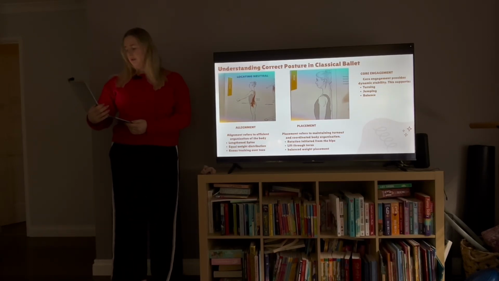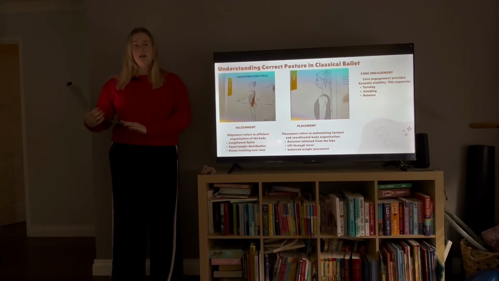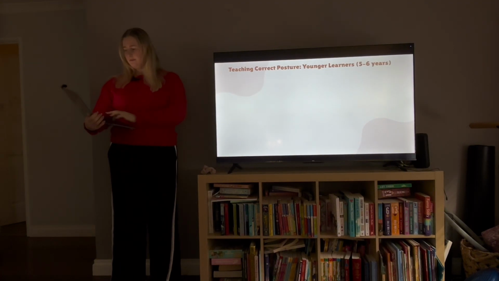Placement refers to maintaining turnout and coordination within the body's organization. Rotating is always initiated from the hips, lifting through the torso and balancing your weight placement. And core engagement provides dynamic stability, and this supports your turning, jumping, and balance.